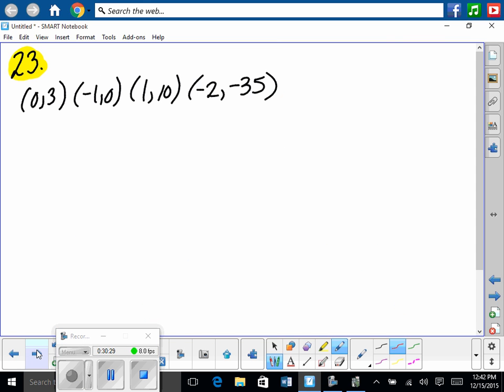All right, moving on. So number 23, it says, what's the polynomial function whose graph passes through each set of points? How many points do we have? 1, 2, 3, 4 points. So the n plus 1 point principle says we always do one less than that. So this is going to be degree 3.